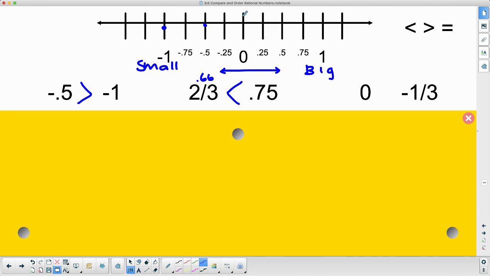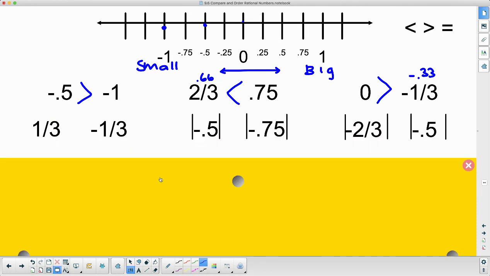So here we have 0 and we have negative 1/3, which is negative 0.33. If you have 0 pennies or if you have negative 33, that means 0 would be greater. So here we have 1/3 and negative 1/3. They are opposites, but this one is positive, so it's greater.